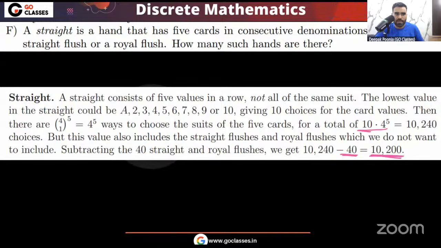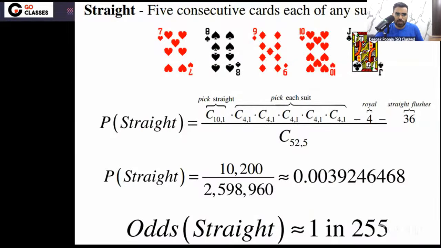I hope you understood. You can find the probability also. What is the probability of getting a straight? That is the total number of straights divided by the total number of 5 card hands. The odds of getting a straight, the chances of getting a straight, is almost once in 255. So these are quite good chances, I can say.